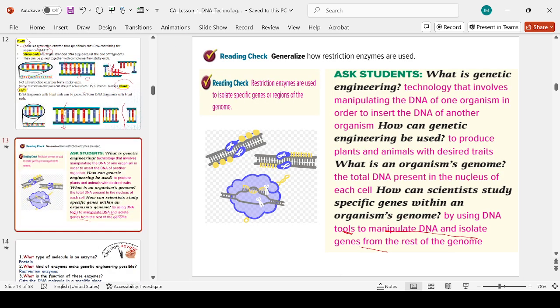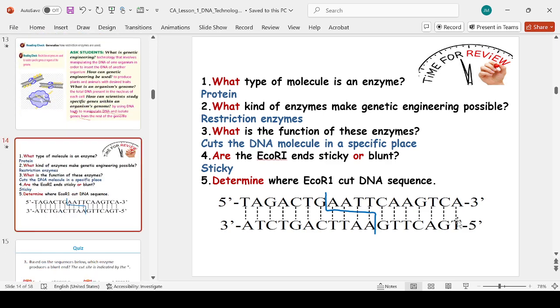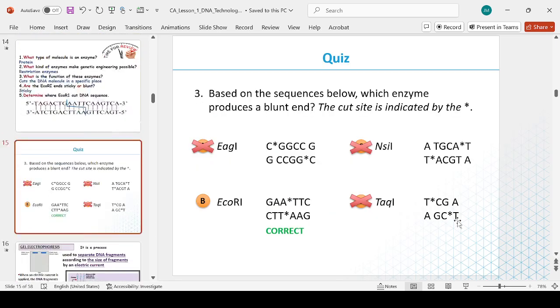Okay, let us answer this question. It's very important. What is genetic engineering? Manipulating. How can genetic engineering produce plants and animals? This is the idea of genetic engineering. What is the human genome? It is very important. Total DNA in the nucleus. How can we study an organism's genome by using tools? One of these tools, we call it what? Restriction enzyme. And the other is what? Gel electrophoresis. Look at these, we cut here.